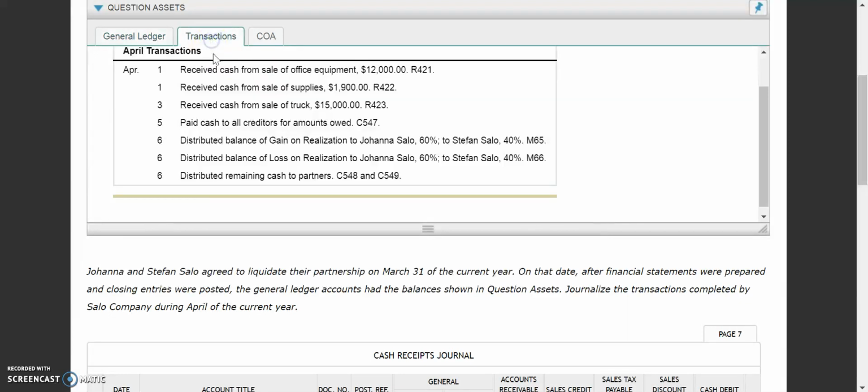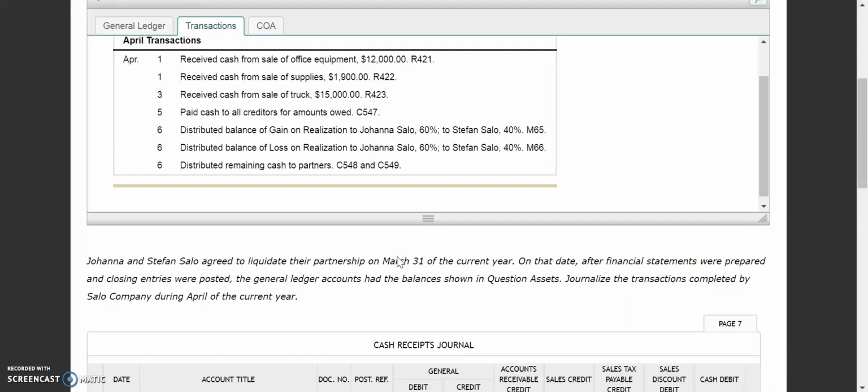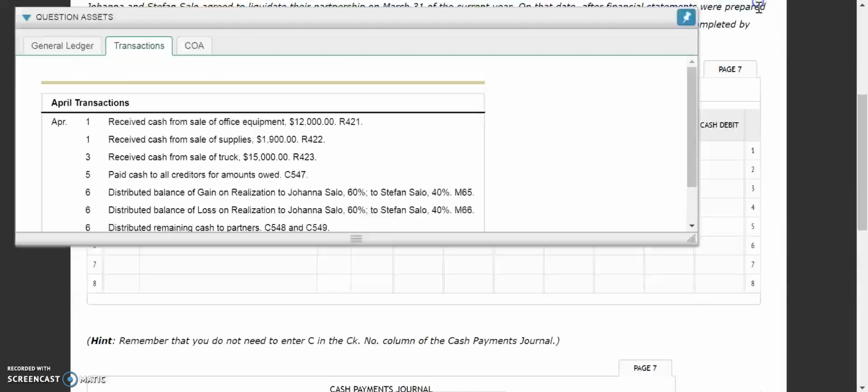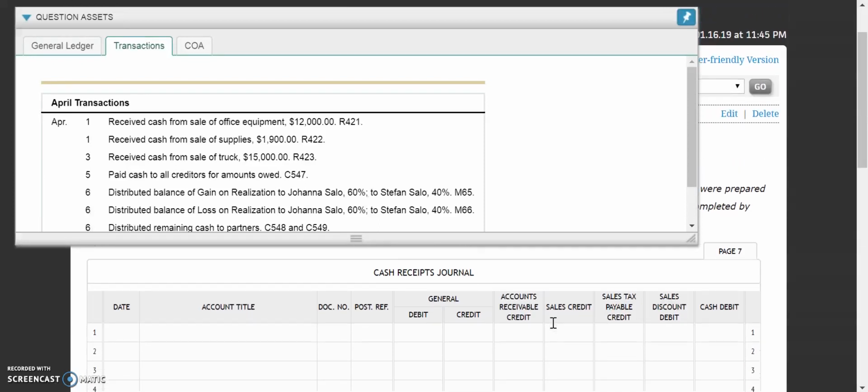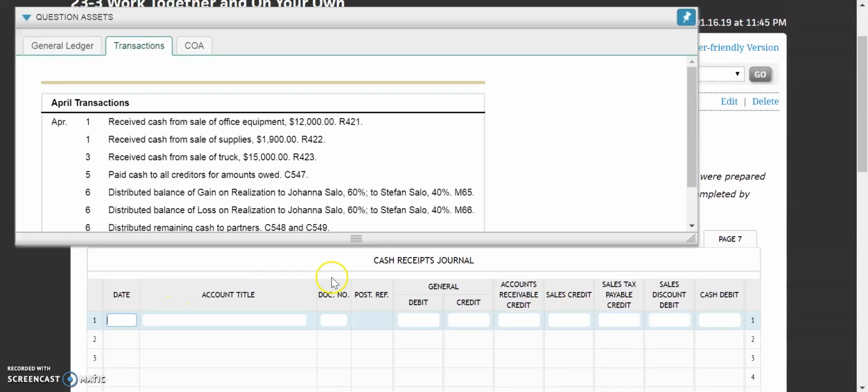Now, if we go back to our transactions, it says that we only received $12,000, which means that we have a loss on realization. So what we need to do now is record the sale of this office equipment, and it has 4 steps to it actually. So I'm going to make this my question assets pop out so that I can move things around a little bit here. So this happened, and it's in cash receipts because we received cash. So we're going to put April 1st. And there's going to be 2 debits in this situation. One of the debits is going to be the loss. The other debit is going to be for accumulated depreciation.